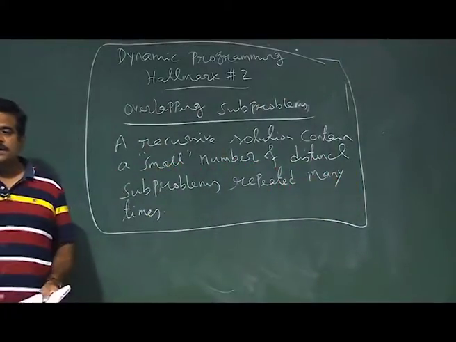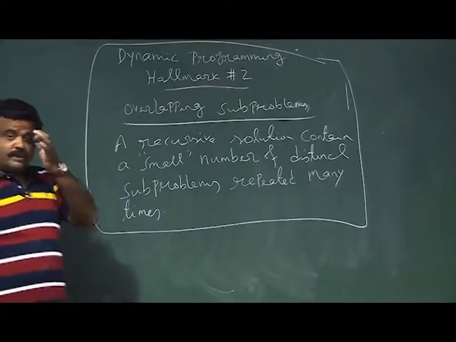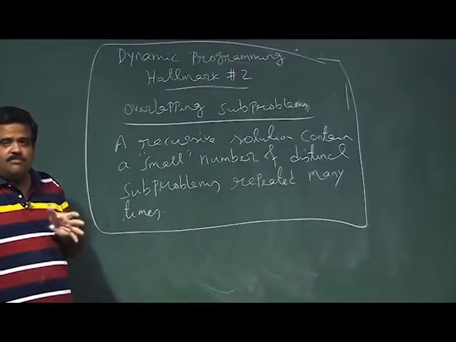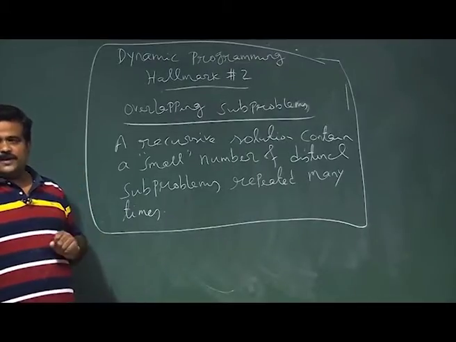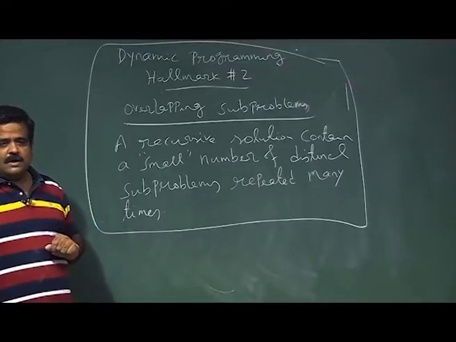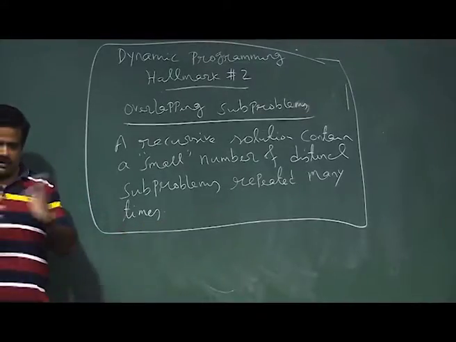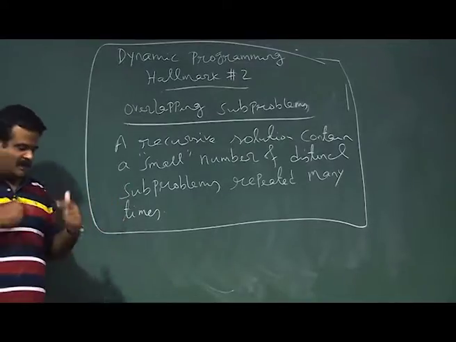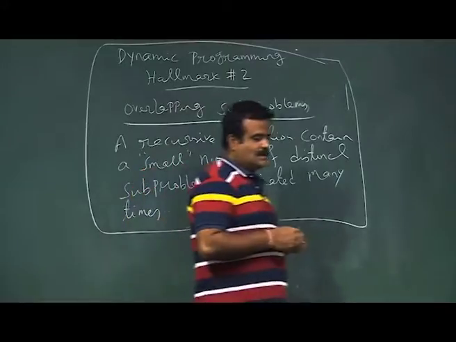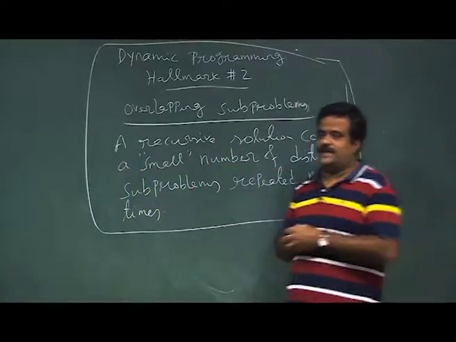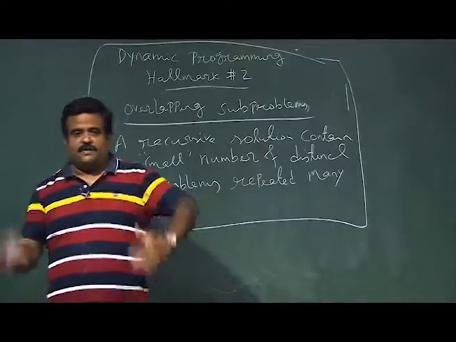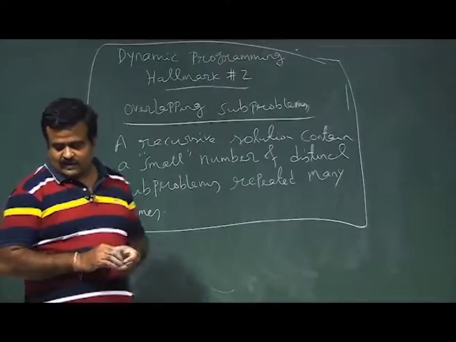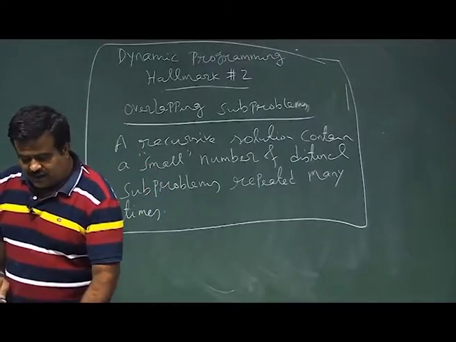So, if we have many overlapping subproblems, that is one indication that we must go for the dynamic programming technique. This is the second hallmark. If we see that we have a recursive formula and there we have this type of overlapping subproblems, with many repetitions happening, then we must be ready: now it is time to go for the dynamic programming technique.